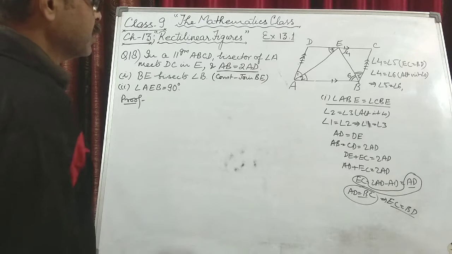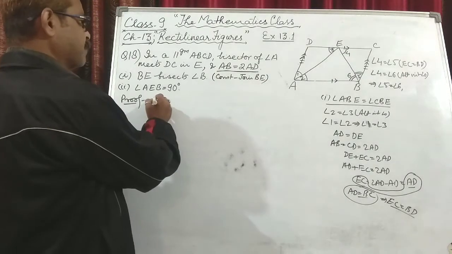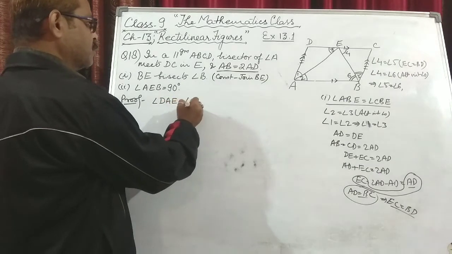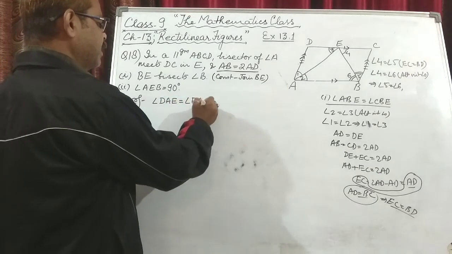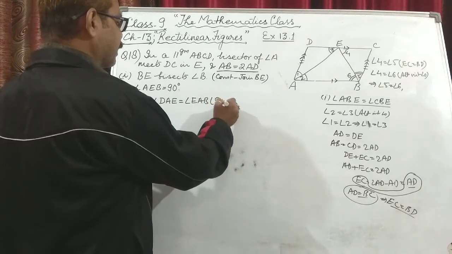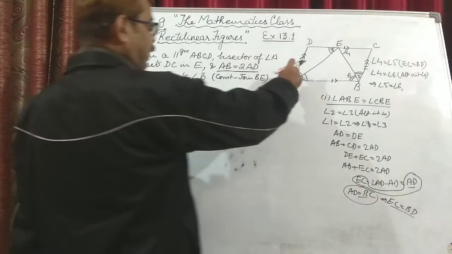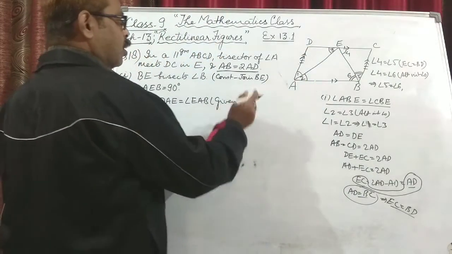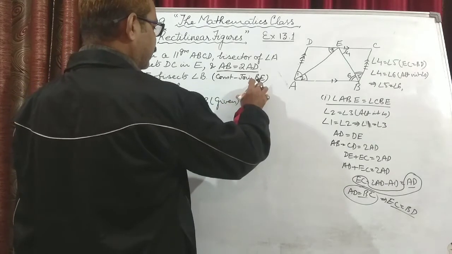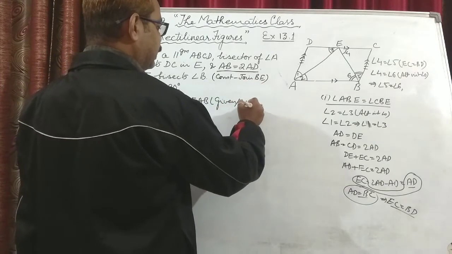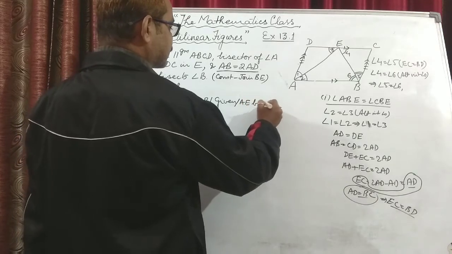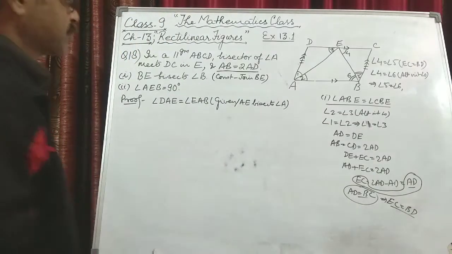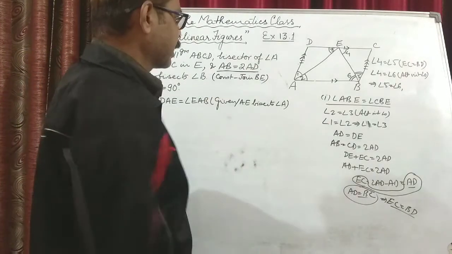Now what is our proof? First of all, we can say that angle DAE is equal to angle EAB. It is given that angle 1 and angle 2 are equal, so DAE and EAB are equal. You write "given," or you can also write that AE bisects angle A. These are the 2 points. Either you write given or you write AE bisects angle A.